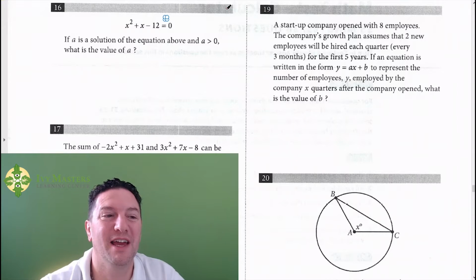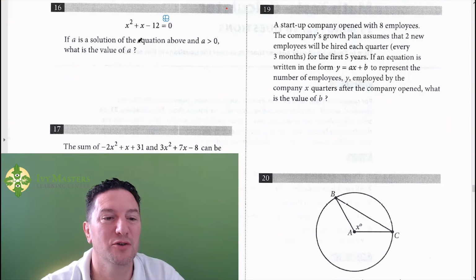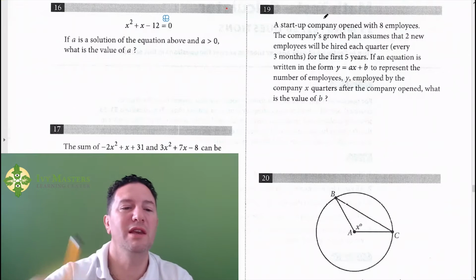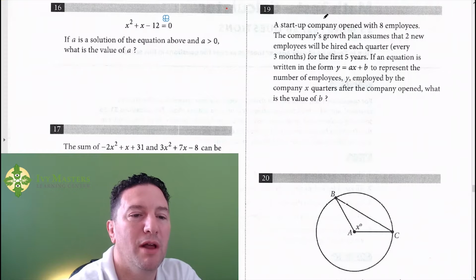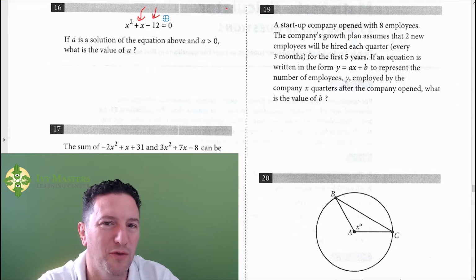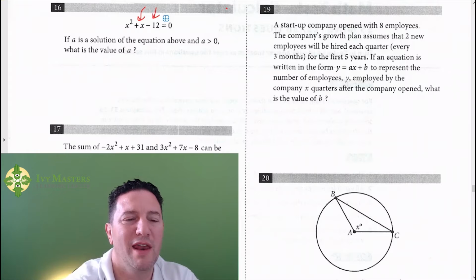And today we're going to look at Test 8, Section 3, number 16, which reads, if a is a solution of the equation above and a is greater than 0, what is the value of a? So what we need here is two numbers that multiply to give you negative 12, and they have to add to give you a positive 1, because if there's no coefficient to x, it's implied that there is a 1 in front of that x.